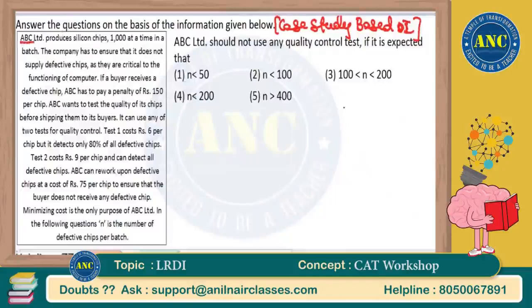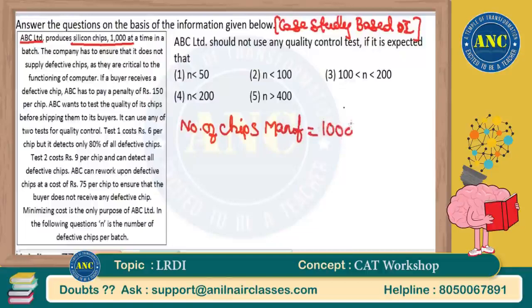There is a company, ABC Limited Company. It produces silicon chips, 1000 at a time in a batch. So, first one, number of chips manufactured is 1000. I hope it is clear.